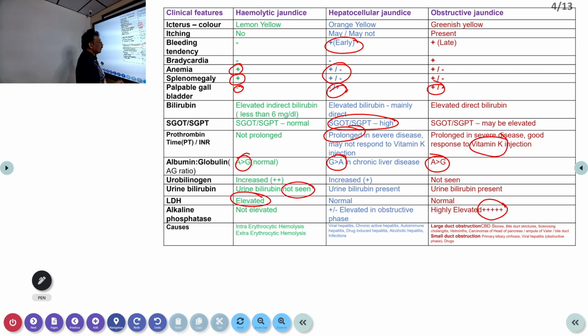Now the causes: there are a lot of causes. We are not going into those causes now.